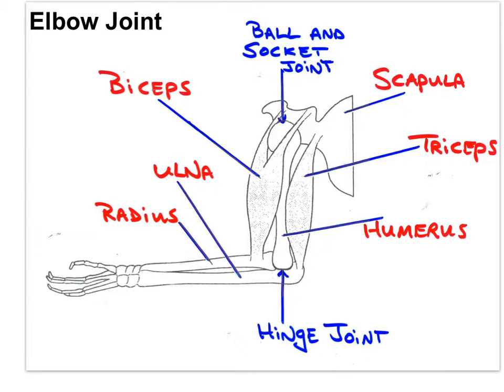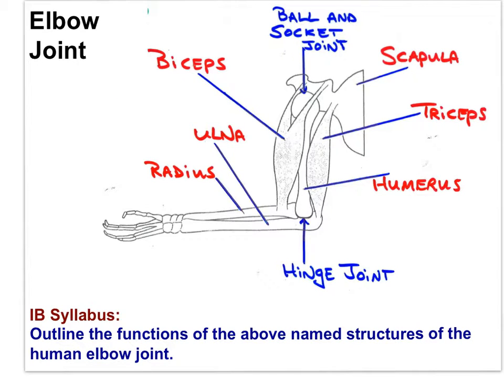The shoulder joint is a ball and socket joint. The elbow is known as a hinge joint. More on joint types later in the movie. At this point, you should already be able to state the functions. The biceps flexes the forearm. The triceps extends the forearm.